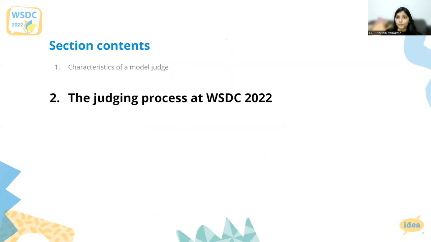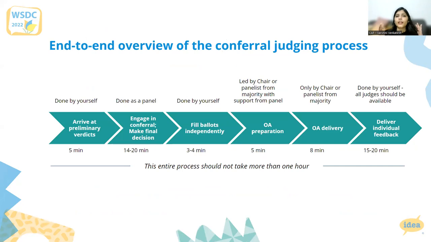Okay, so the judging process. I'll give you all a moment to process this process. End to end, it is a 6-step process, so to speak, that should not take more than 1 hour. 1 hour in and of itself is generous. So it is starting at arriving at preliminary verdicts. Second is you engage in conferral.